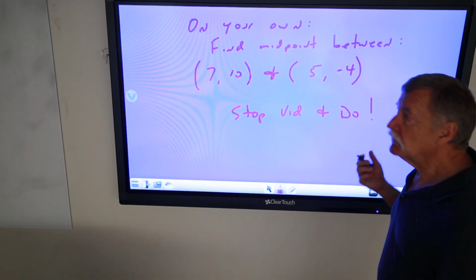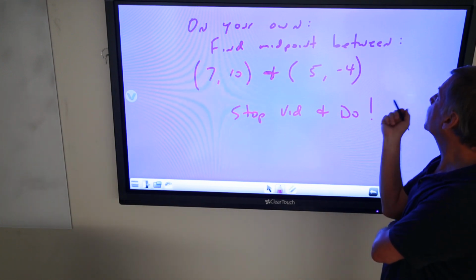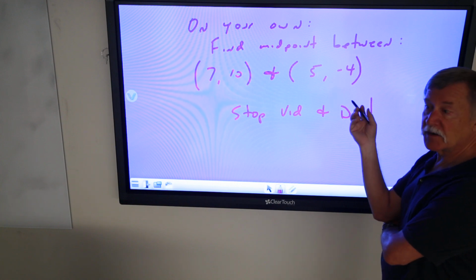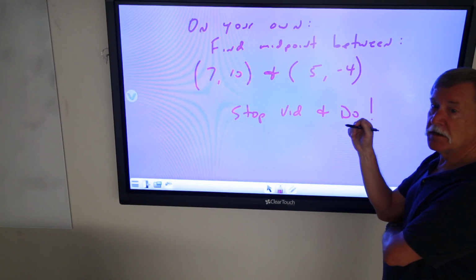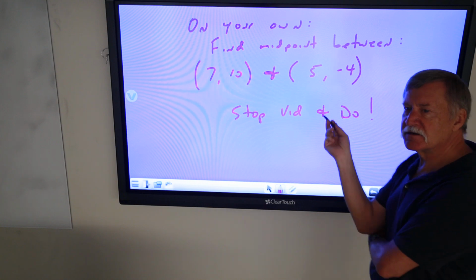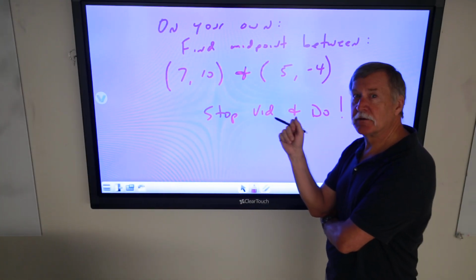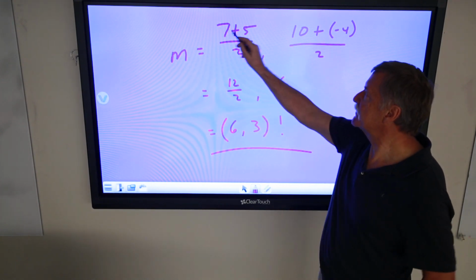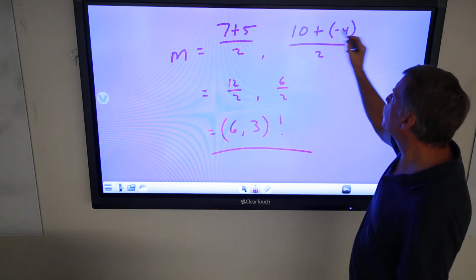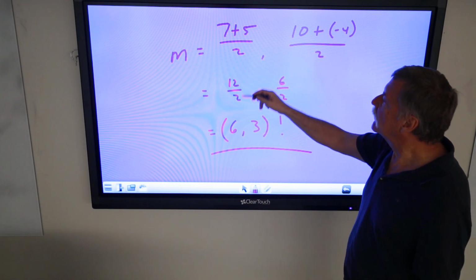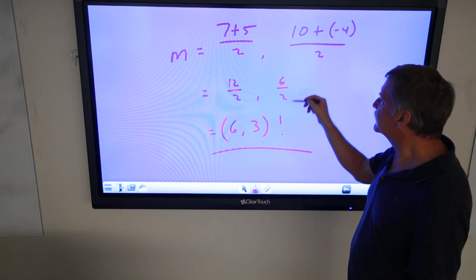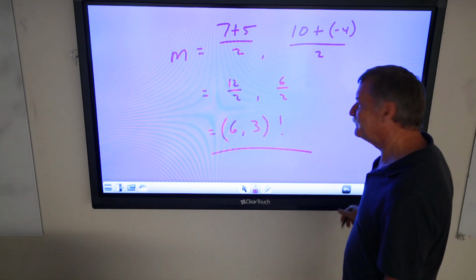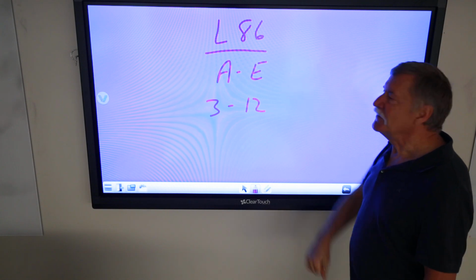So on your own, use this and find the midpoint between 7, 10, and 5, minus 4. All right? Do this on your own, and when it goes further, we'll see if you're right. All right, so did you add the 2 x's together and divide by 2? Add the 2 y's together and divide by 2? 12 divided by 2, 6 divided by 2, the midpoint is 6 comma 3. Good job. I knew you could do it.